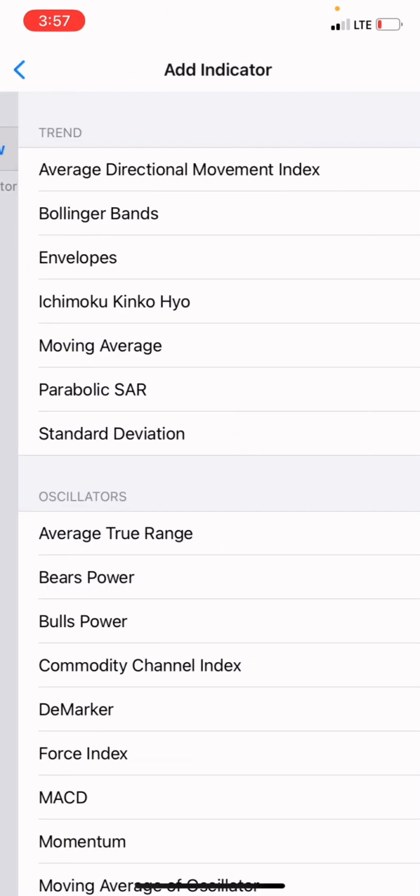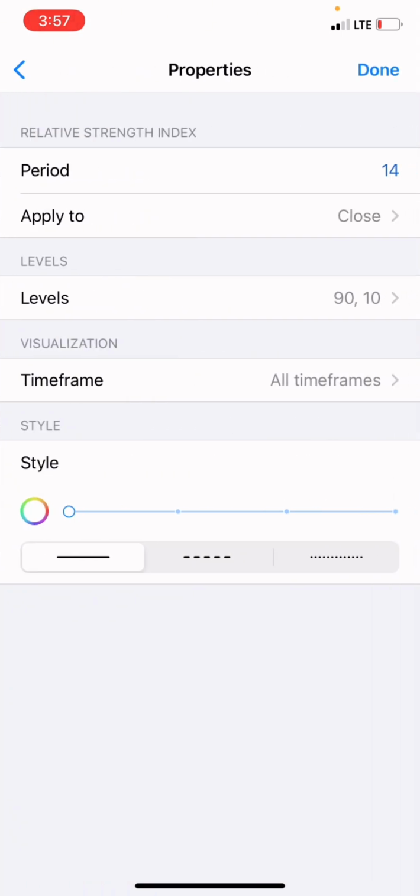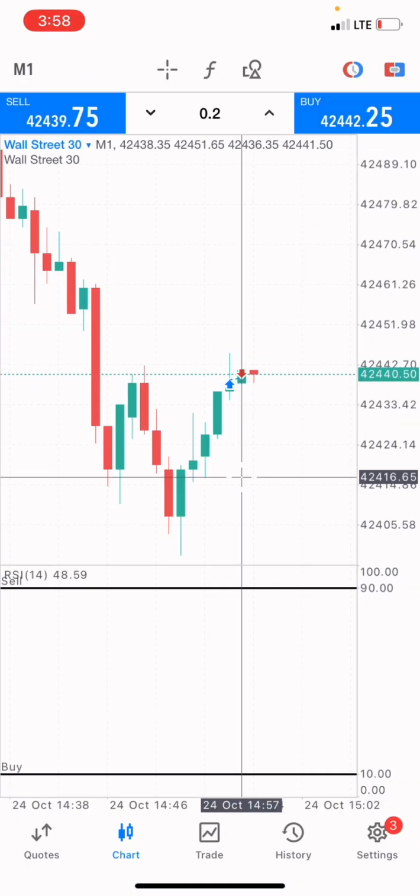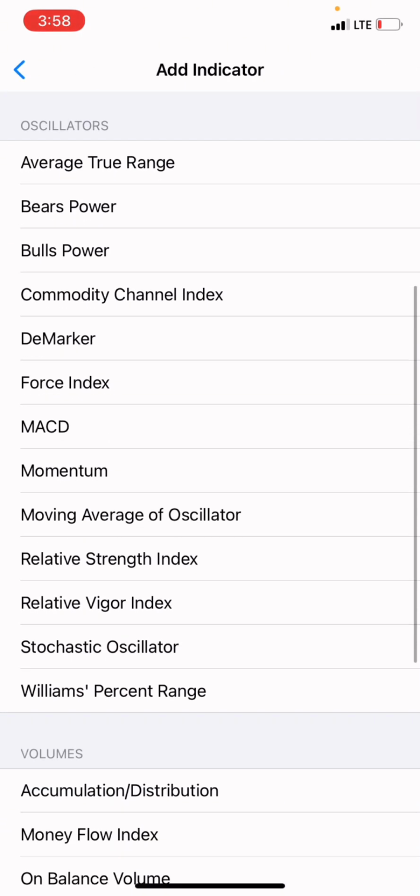So I'll put on the RSI, which is the relative strength index indicator, on period 14, applied to close. Then you can see I use the levels on 90 and 10. I just want to share with you guys a good strategy that you can use to predict this market and always win on US 30.